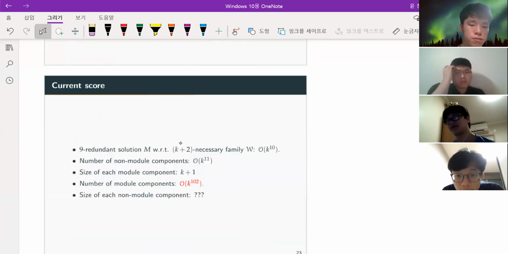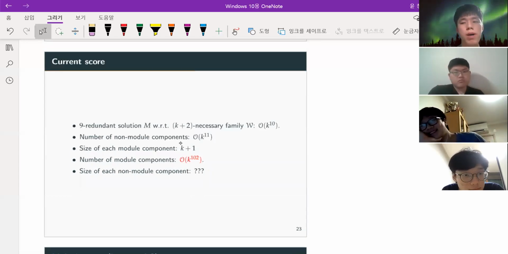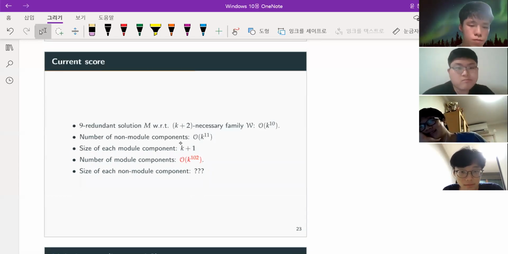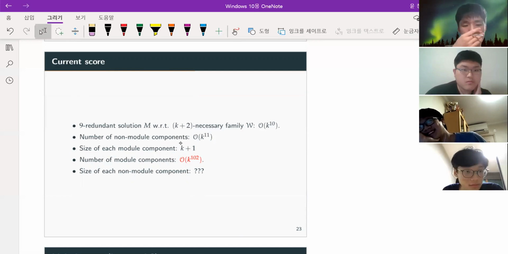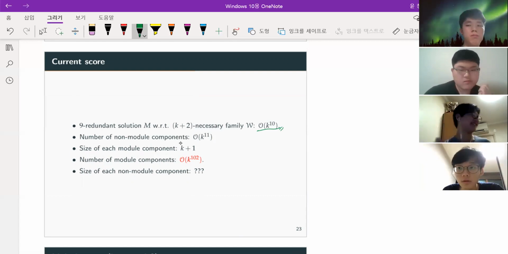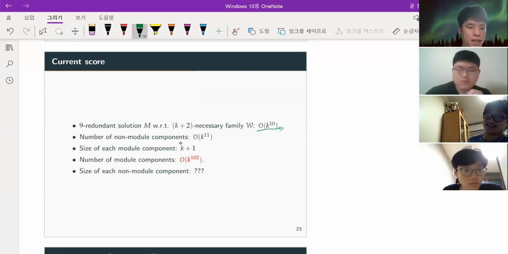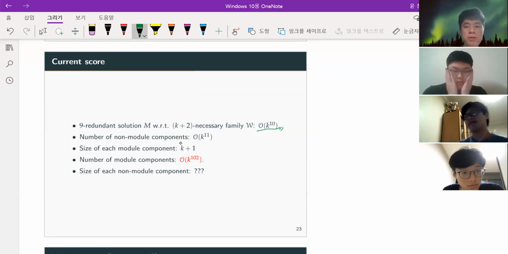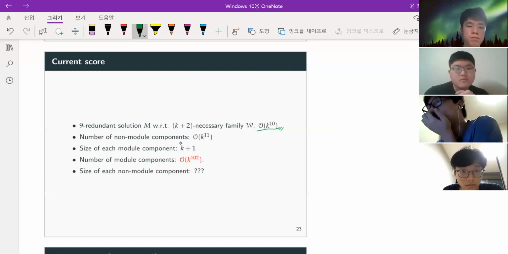So far, our bound achieved a 9-redundant solution M with respect to the k plus 2 necessary family W, having a size k^10. And there are k^11 non-module components, and the size of each module component is at most k plus 1.